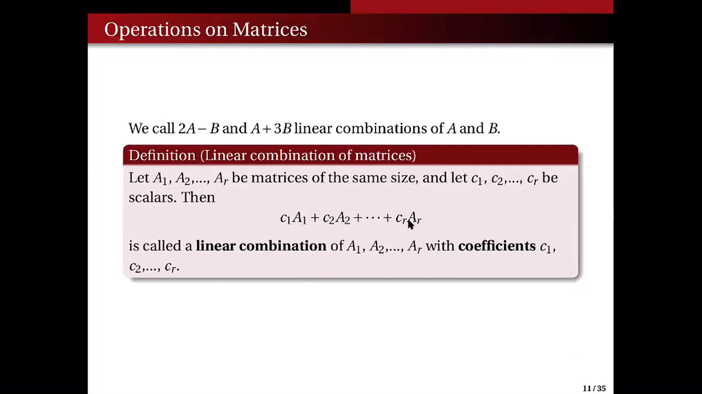Then this sum here, C1 times A1 plus C2 times A2 plus until CR times AR. So this is a scalar multiplication. This is also a scalar multiplication. This is also a scalar multiplication. And then you add them. Okay? So we call this sum here a linear combination of A1, A2 until AR. And C1, C2, and CR here, we call them coefficients. Okay? So C1 A1 plus C2 A2 plus until CR AR, it's a linear combination of A1, A2 until AR with coefficients C1, C2 until CR. Okay? Questions so far?